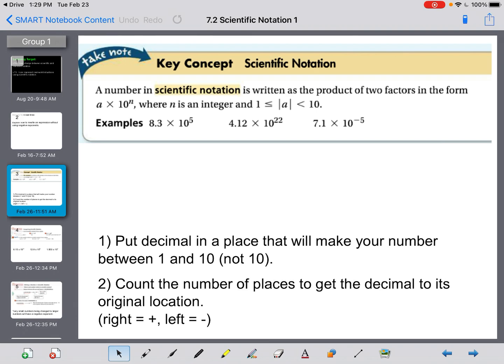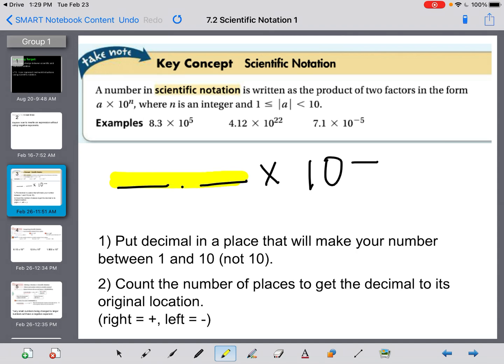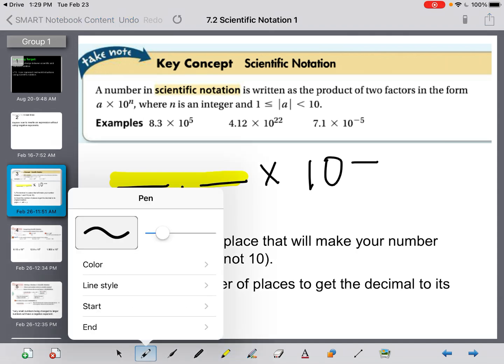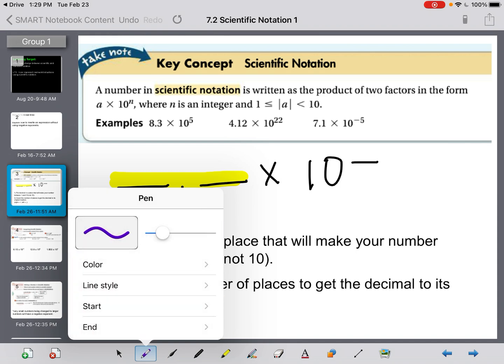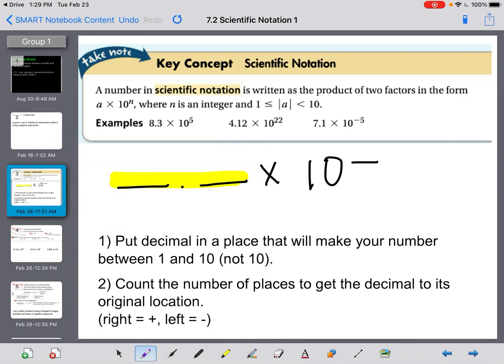All right, scientific notation. A number is written like this. Okay, the rules are that our first number right here has to be a number in between 1 and 10. It has to be at least 1 but less than 10. And then your exponent tells you the number of times that you need to move your decimal to get back to your original number. Okay, to the right means plus, positive, and to the left is negative.